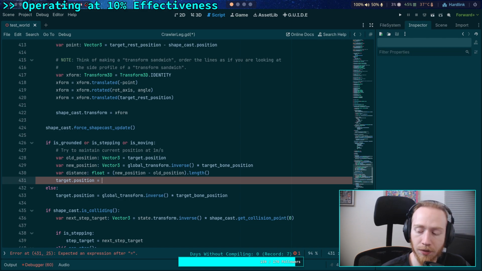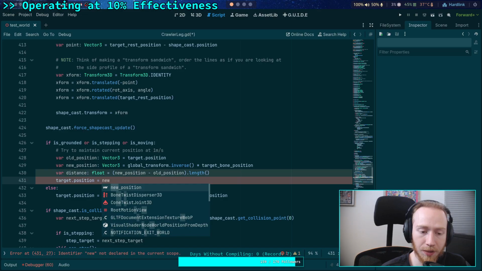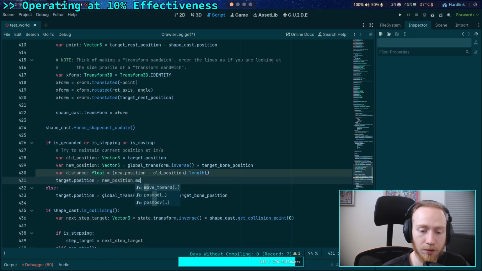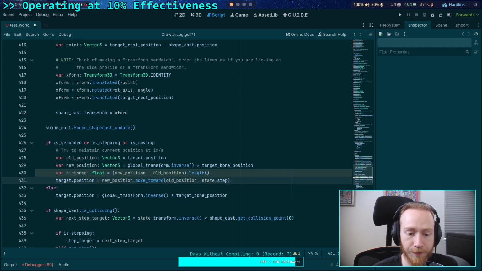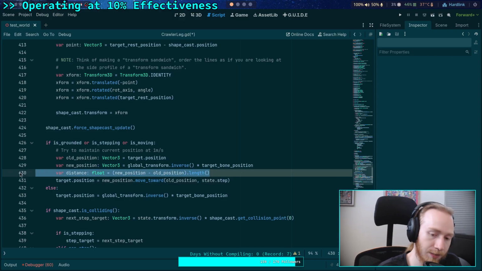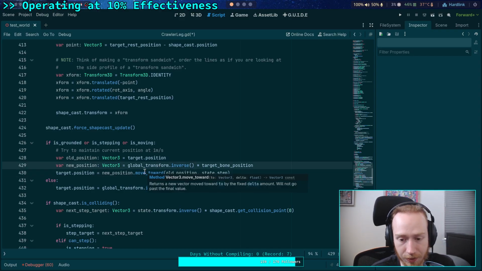It'll be new position, move toward old position, at this rate, state step. I don't even need that. Okay, just say move towards.